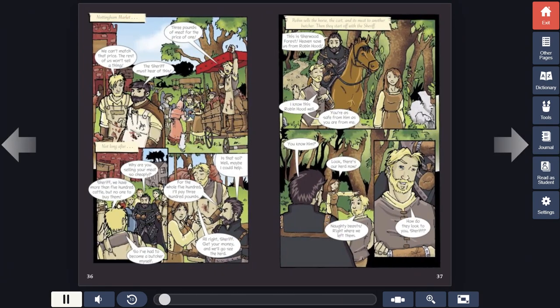Nottingham Market. 3 pounds of meat for the price of 1. We can't match that price. The rest of us won't sell a thing. The sheriff must hear of this.